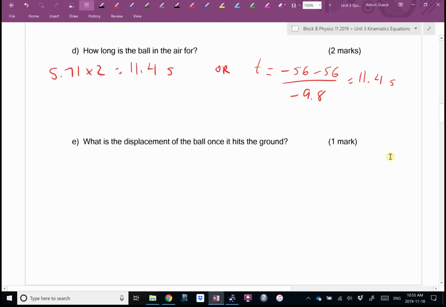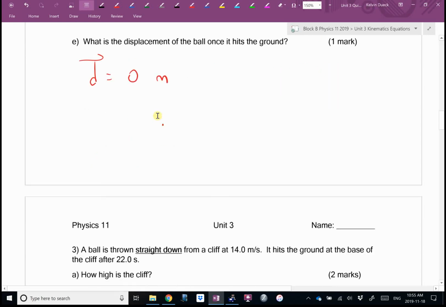Hayden, how many marks is part E worth? So that probably means you can do this in your head. What is the displacement of the ball once it hits the ground? 0. So where did it start? On the ground. Where did it end up? On the ground. What's its change in position? Nothing. What's nothing as a number? 0. Turn the page.